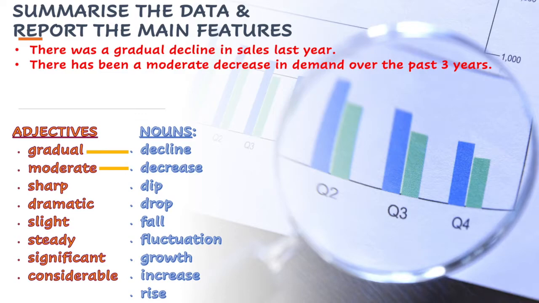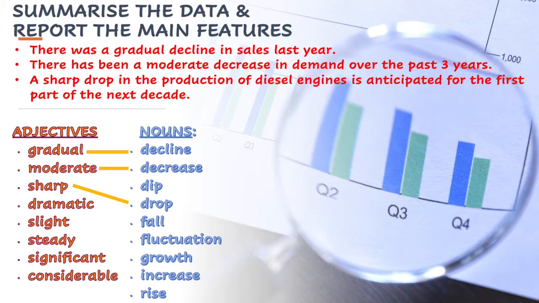Dip, on the other hand, cannot really be combined with sharp because a dip is never sharp. So I'm going to combine sharp with drop, on the other hand, and I could get something like a sharp drop in the production of diesel engines is anticipated for the first part of the next decade. The task I'm imagining here regards data about the future. So I'm using is anticipated in order to show this. And of course, the adverbial for the first part of the next decade in order to secure the timeline.